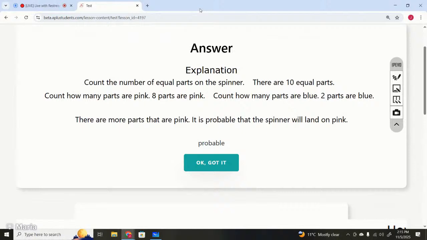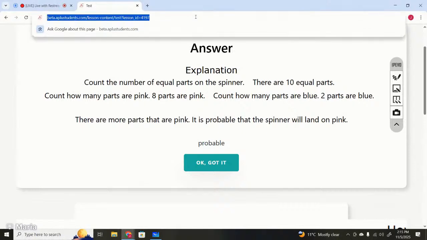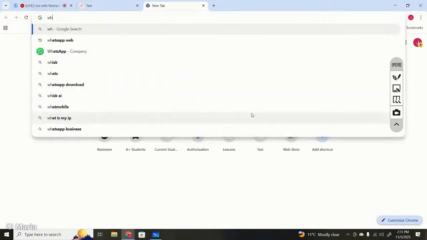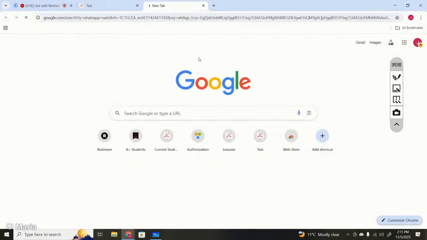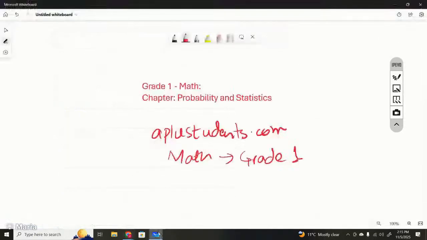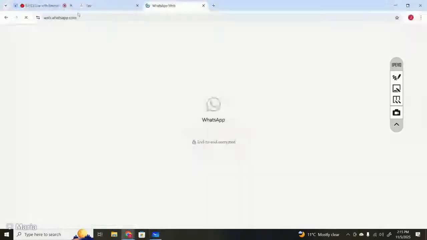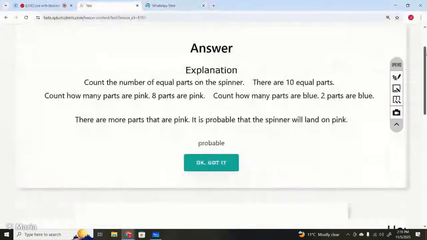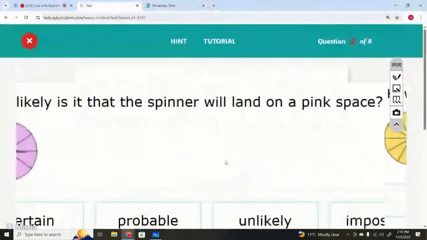Let me just copy the link and then send this on WhatsApp Web. Okay, here is the link. Because this way we can't see the full spinner, so how can we do, isn't it?